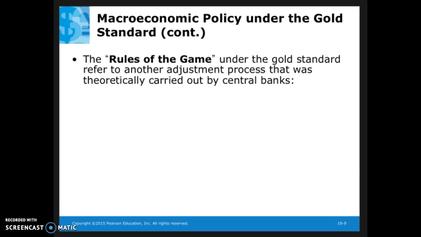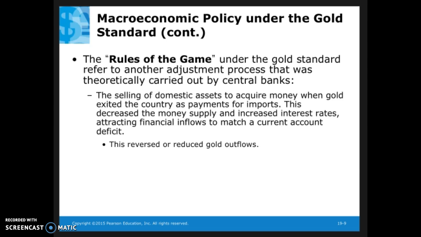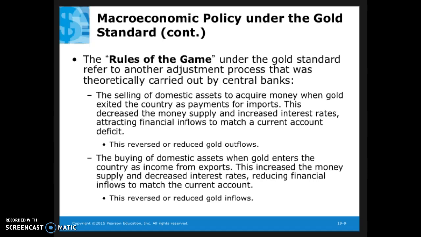We have what's called the rules of the game. So, the selling of domestic assets to acquire money when gold exited the country as payments for imports. This decreased the money supply and increased interest rates, attracting financial inflows to match the current account deficit. This reduced or reversed gold outflows. The buying of domestic assets when gold enters the country as income from exports. This increased the money supply, decreased interest rates, reduced financial inflows to match the current account. This reversed or reduced gold inflows.